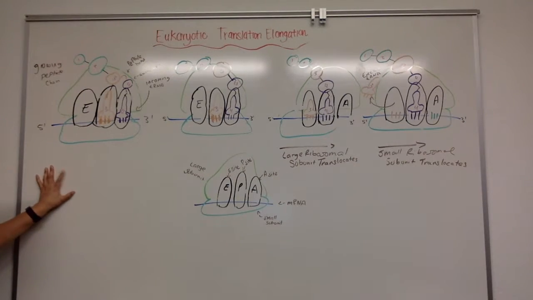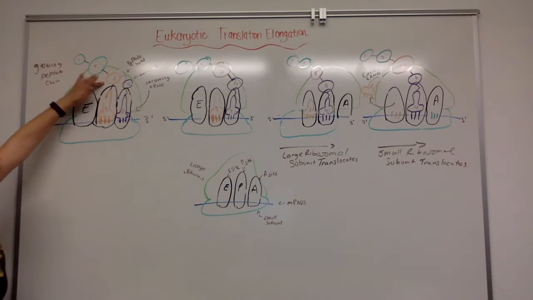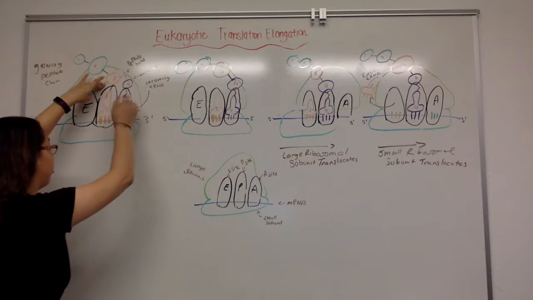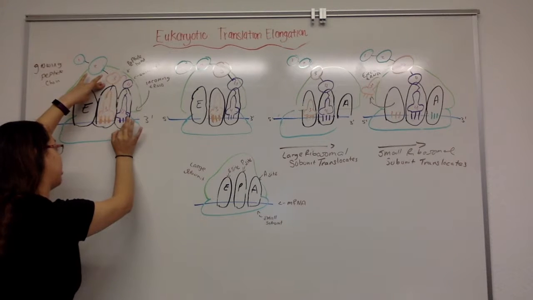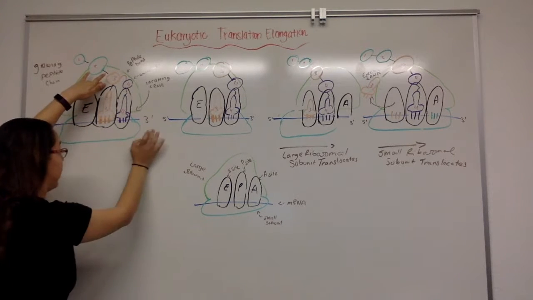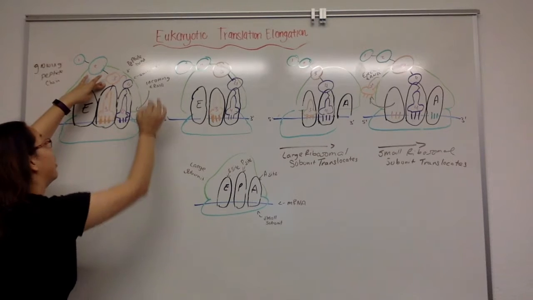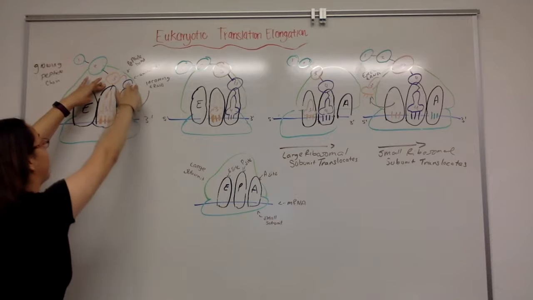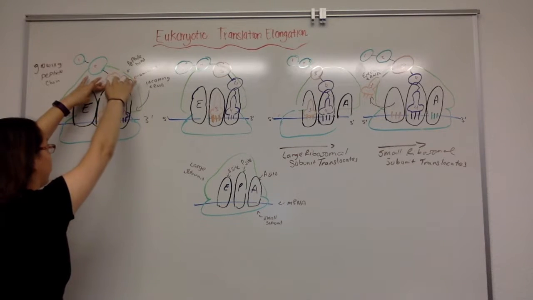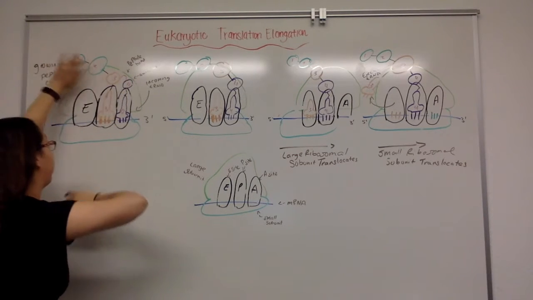Here in the first step of our process, we have a growing peptide chain that is attached to this third tRNA. We have a new incoming tRNA, number 4, that matches its anticodon with the codon present in the mRNA strand. This incoming tRNA brings with it an amino acid that forms a peptide bond with the growing chain.